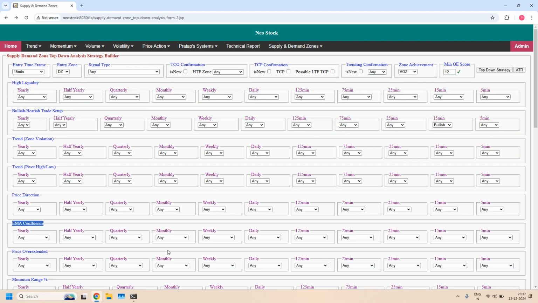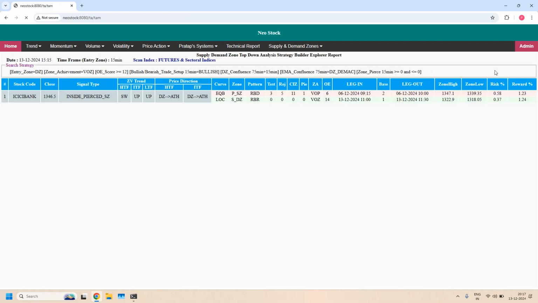In the EMA confluence at 75 minutes time frame, 75 minutes demand zone with daily EMA confluence, because the entry time frame 15 minutes demand zones are part of the 75 minutes demand zone. Now let's filter. We got 1 stock. So this demand zone is even more high probability trade setup supported demand zone.